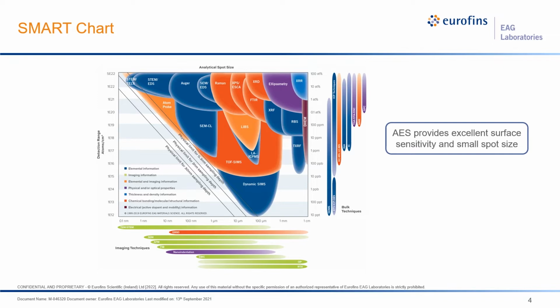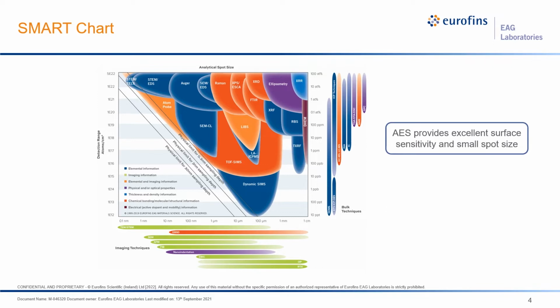The x-axis shows the range of spot size from 1 centimeter at the right down to about 1 angstrom at the far left. And then the y-axis shows concentrations either in atoms per cubic centimeter at the left or in atomic concentrations at the right. This ranges from 100% at the top down to 10 parts per trillion at the bottom. So within this box, you can select your technique based on the detection limit you need and the size of the area of interest.